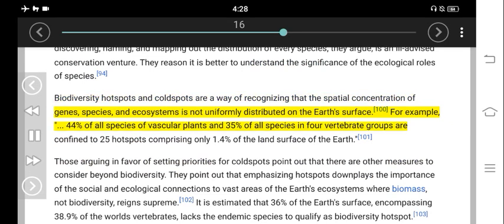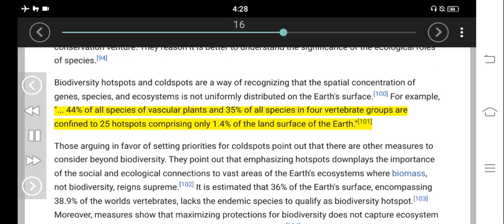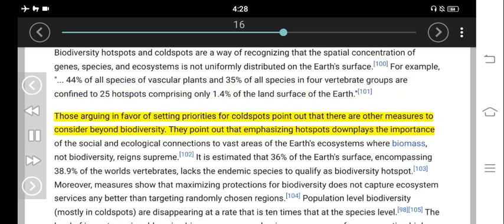For example, 44% of all species of vascular plants and 35% of all species in 4 vertebrate groups are confined to 25 hotspots comprising only 1.4% of the land surface of the Earth. Those arguing in favor of setting priorities for cold spots point out that there are other measures to consider beyond biodiversity. They point out that emphasizing hotspots downplays the importance of the social and ecological connections to vast areas of the Earth's ecosystems where biomass, not biodiversity, reigns supreme.